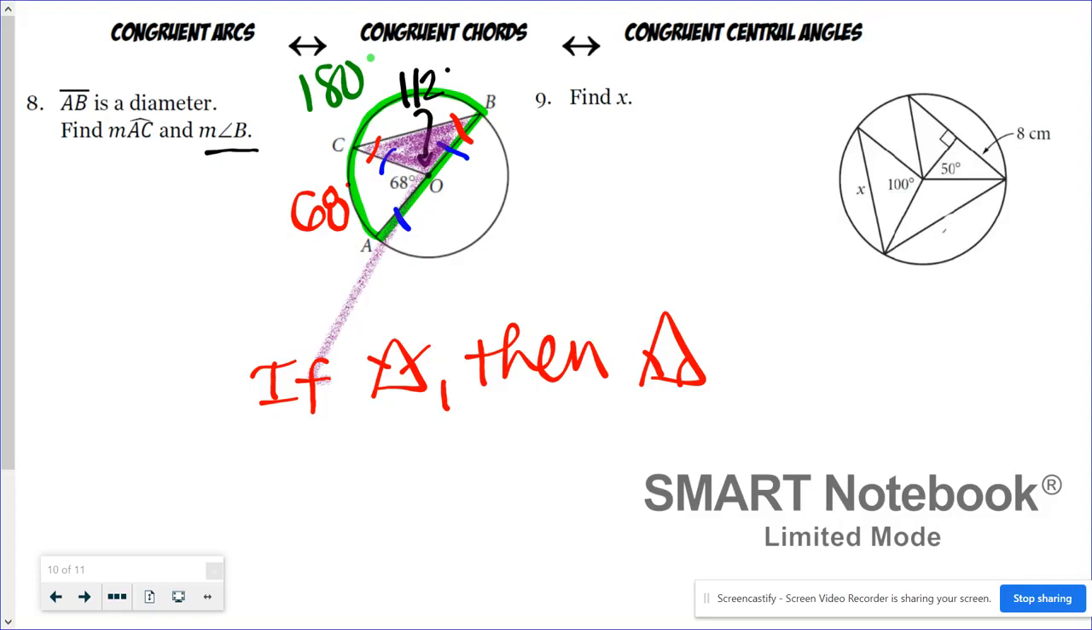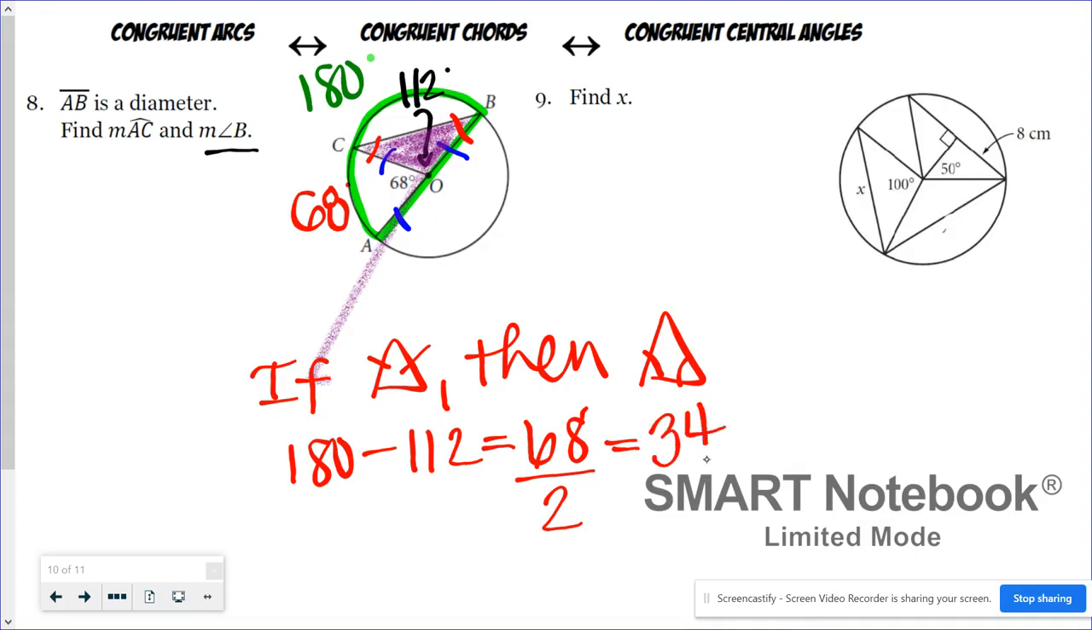So we can basically find angle B by using the fact that in a triangle, all three angles add up to be 180, minus the angle that we know. We know that the measure of angle BOC is 112, so that gives us 68. And then if I divide this by 2, I'll get the measure of angle B, which is also the measure of angle C. But we only want angle B here, so angle B is 34 degrees.